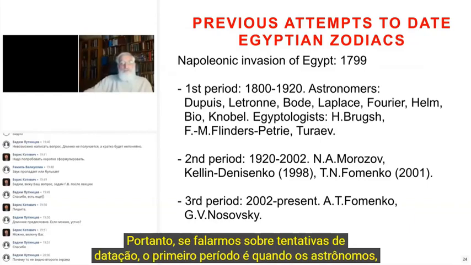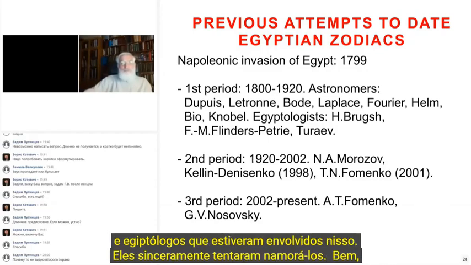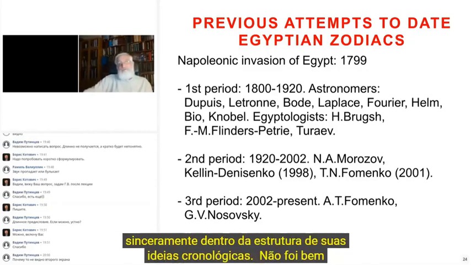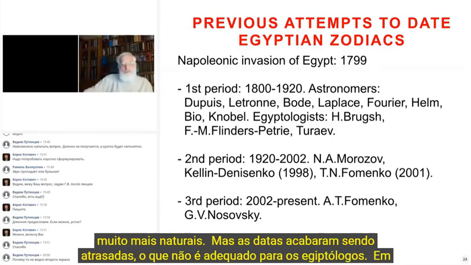Therefore, if we talk about attempts at dating, the first period is when astronomers, along with Egyptologists, tried to engage in this. Here are listed the names of astronomers and Egyptologists who were involved in this. They sincerely tried to date them. Well, sincerely within the framework of their chronological ideas. It didn't go well for them. Then Morozov came and showed that he had much better dates and much better interpretations, much more natural ones. But the dates turned out to be late, not suitable for Egyptologists.